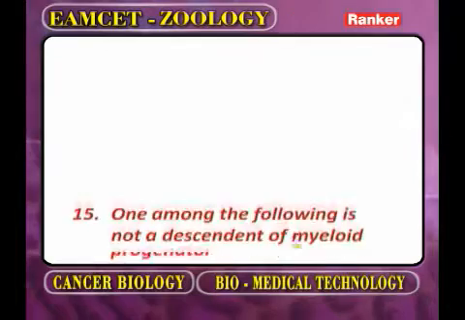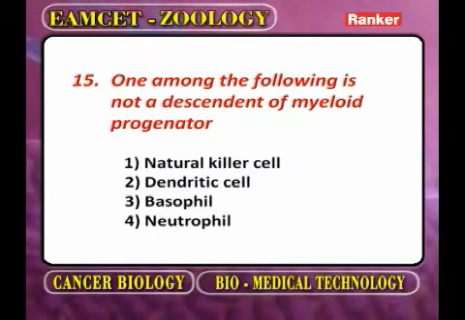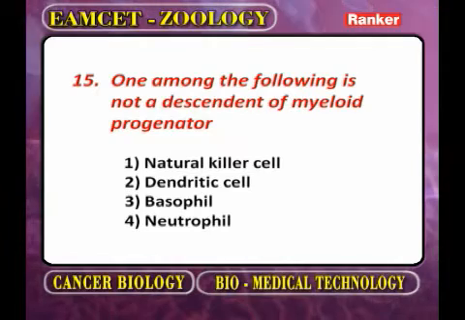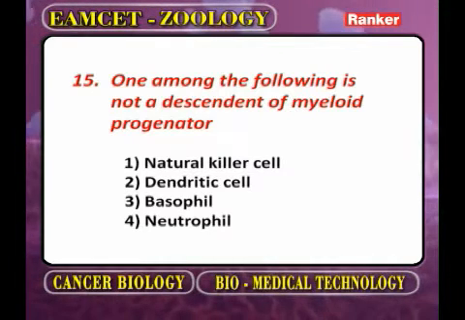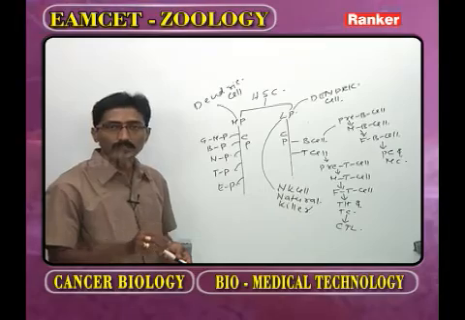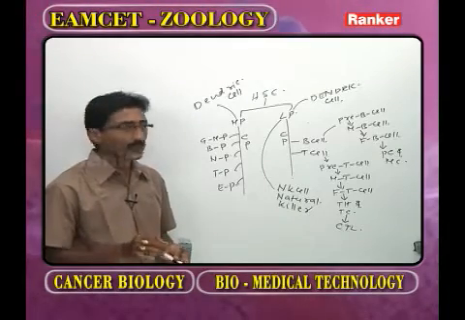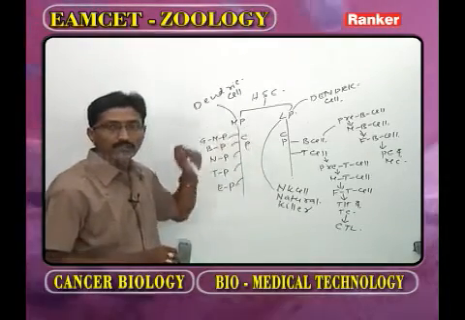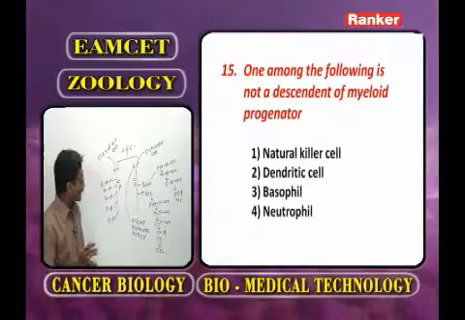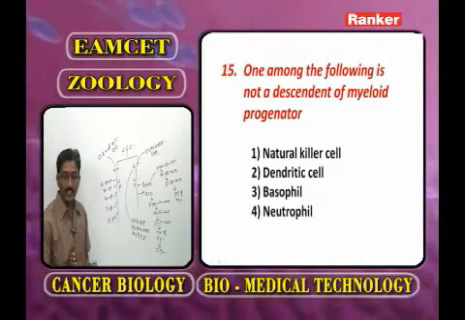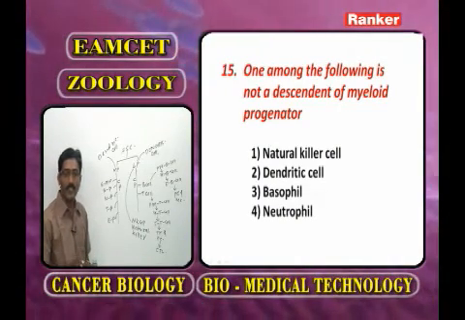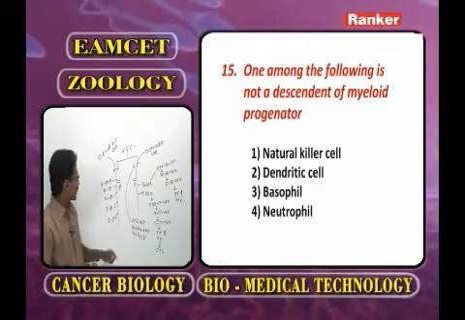Now the next one. One among the following is not a descendant of myeloid progenitor. That means one among them is not derived from the myeloid progenitor. One is the natural killer cell, second dendritic cell, third basophil, and the fourth neutrophil.